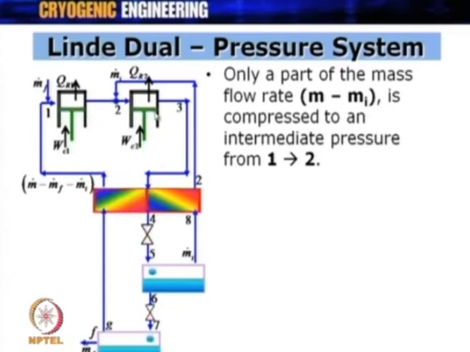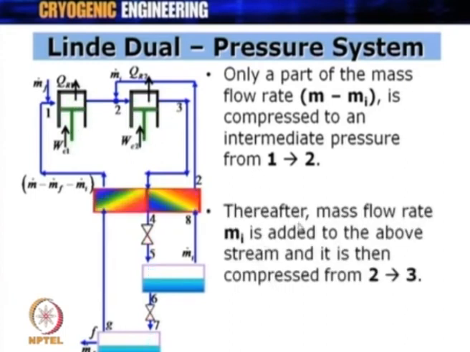So, we have got two compressors, and at this point I get a final pressure, that is what is in my mind. I compress the gas equivalent to m dot minus m dot i at this point to some intermediate pressure Pi, and the next compressor compresses this gas at Pi to the final pressure at this point. All right. So, this is how the compression process takes place. Thereafter, at point 2, the mass flow rate m dot i is added to the above stream and is then compressed from 2 to 3.